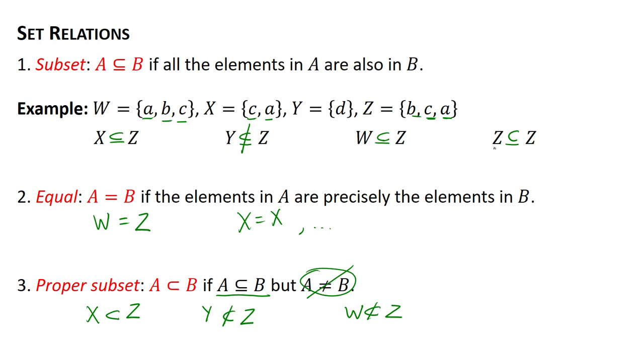And lastly, how about Z and Z? Well, again, any set is equal to itself. So, this part is also violated. So, kahit siya ay subset, siya ay hindi proper subset. So, ang tanging proper subset pala ni Z sa list na ito ay si X lang.